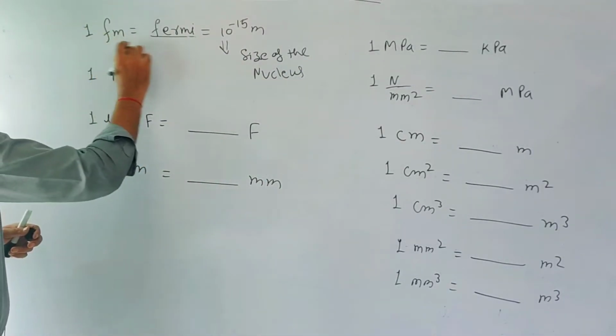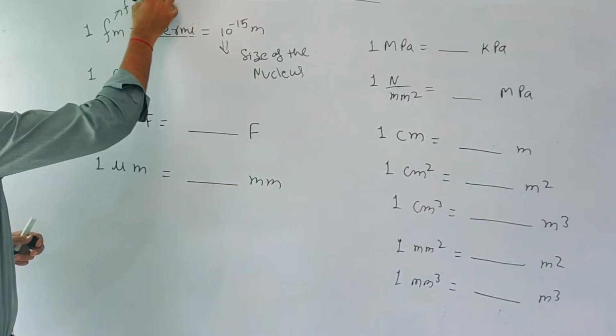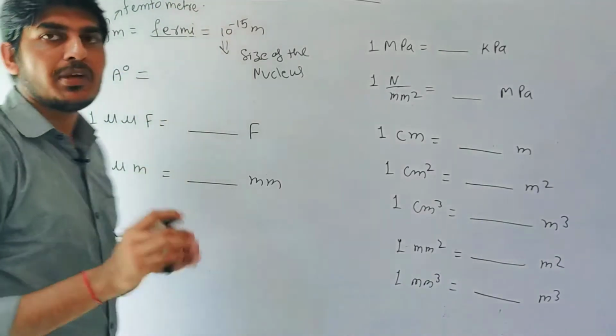दिस इज द फेम्टोमीटर, ऑल्सो नोन एज फर्मी. इसको हमने क्या बोला है? फेम्टो, एफ फॉर फेम्टो, एम फॉर मीटर. गॉट द पॉइंट? यस.